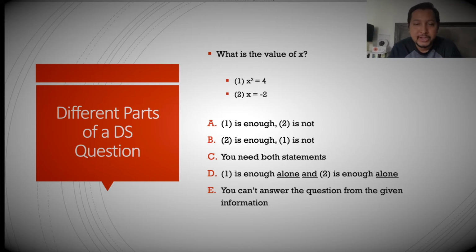So no matter which one you give me, I can answer your question. And the last option, E, is pretty easy. E means I need more information. So with whatever you gave me, I cannot answer what you asked me here.